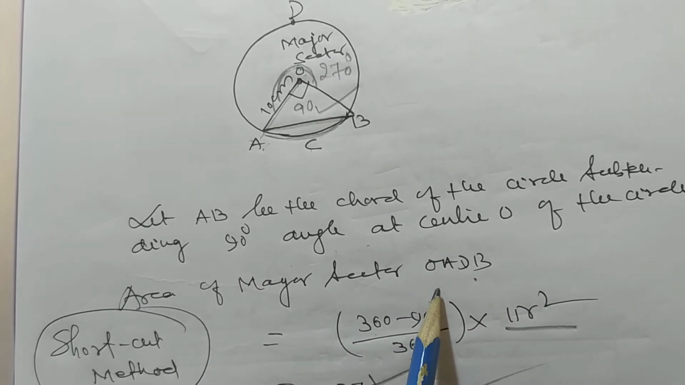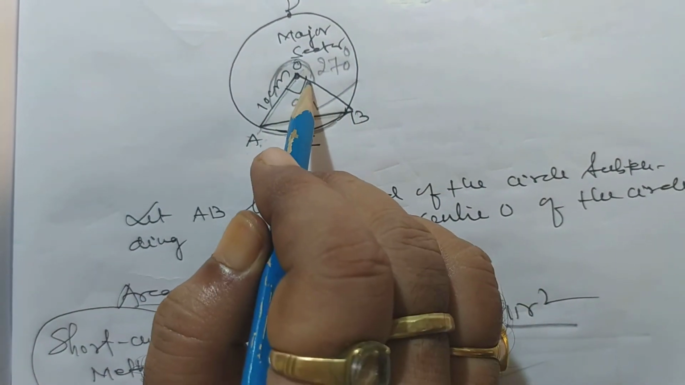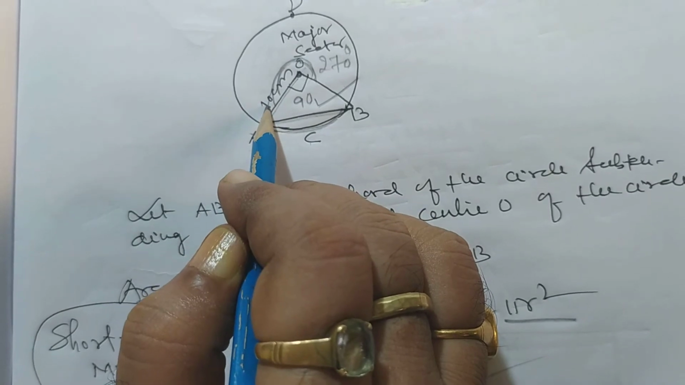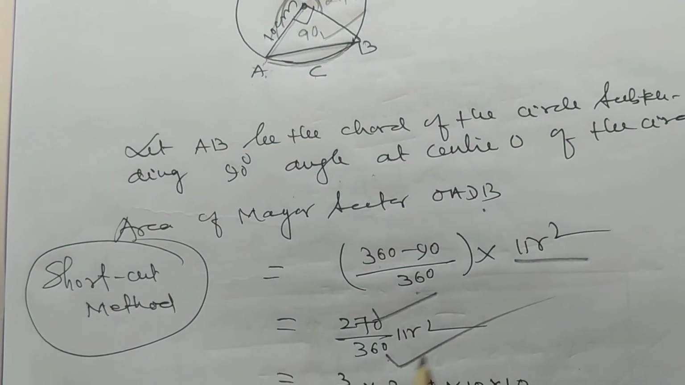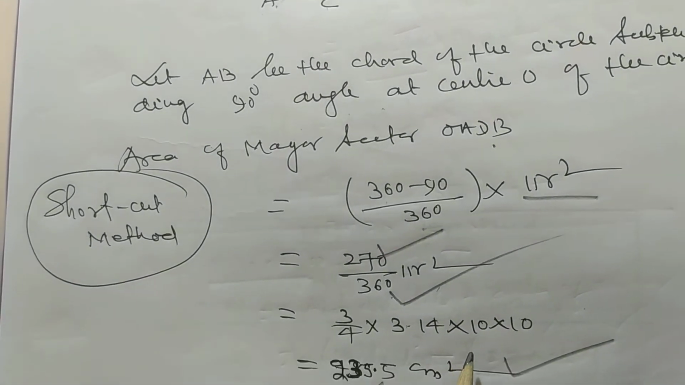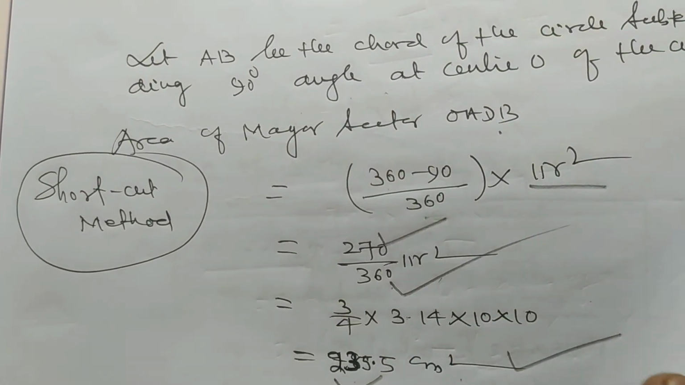Area of major sector OADB is equal to, this angle is 270 degree. So 270 by 360 degree into pi r square. By putting the value of r, we have 235.5 centimeter square.